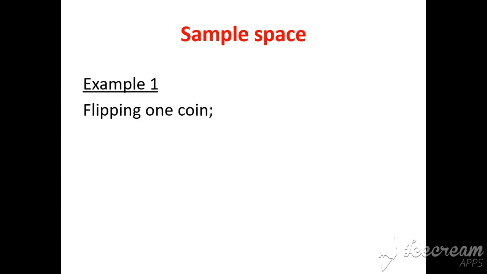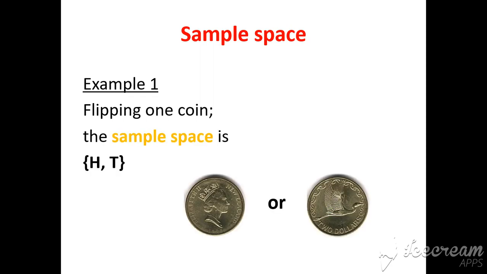Here's example one, flipping one coin. When we flip one coin, there are only two possible outcomes. It's either going to be a head or it's going to be a tail. So the sample space is only two outcomes, H or T, we often abbreviate it to, and we like to stick these inside these wiggly brackets.